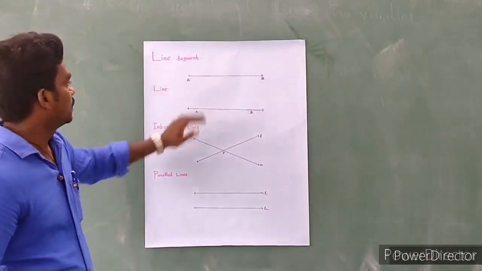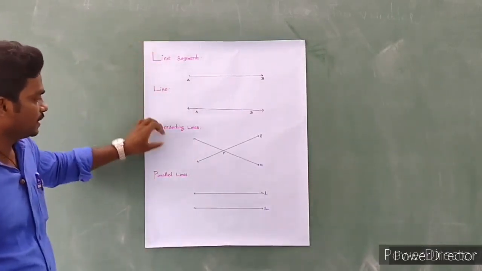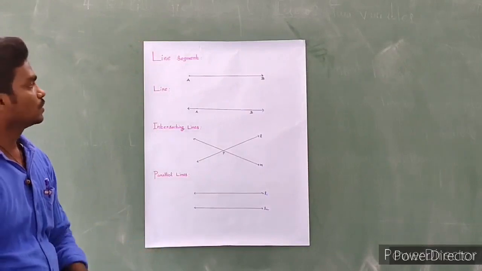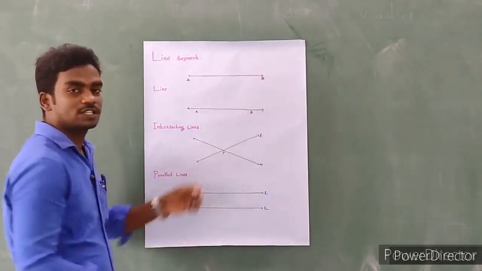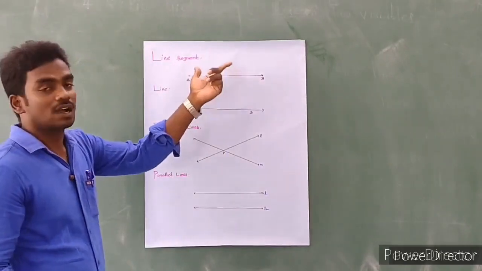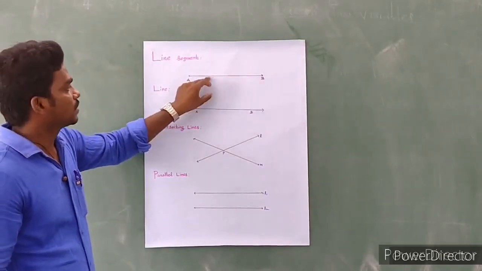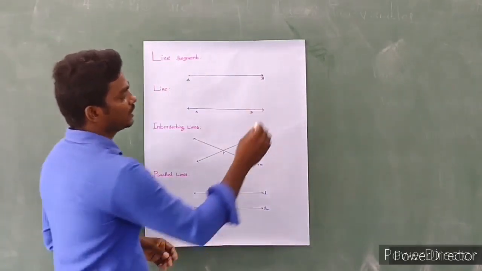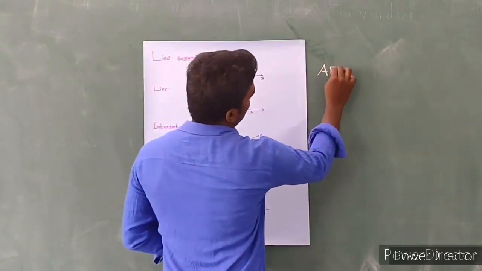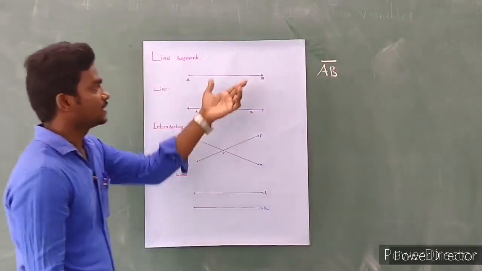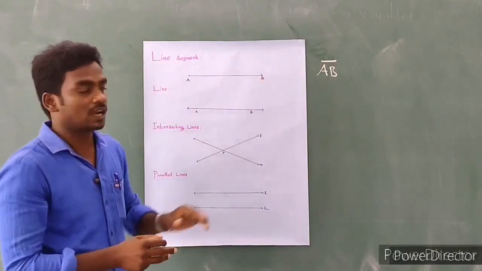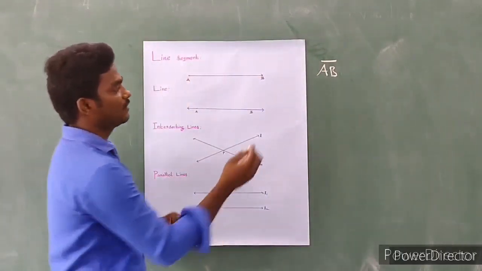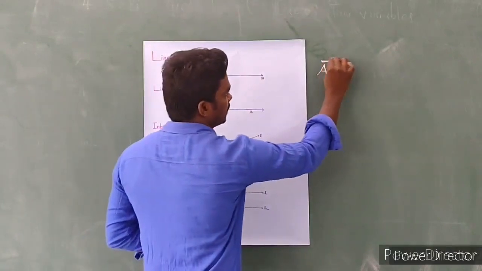Next, see this chart: line segment, line, intersecting lines and parallel lines. We already discussed what a line is. A line segment is the shortest distance between two points. So this is called line segment AB, the shortest distance between these two points, denoted by line segment AB.